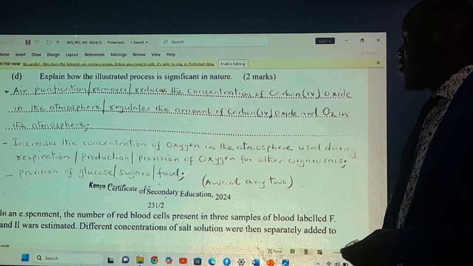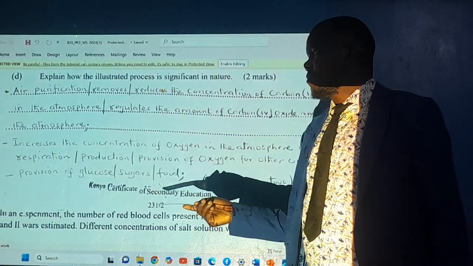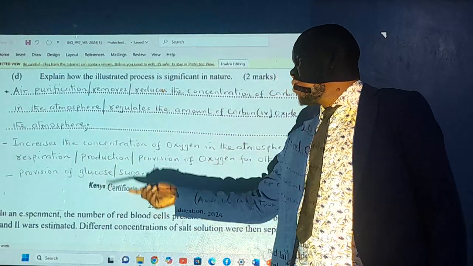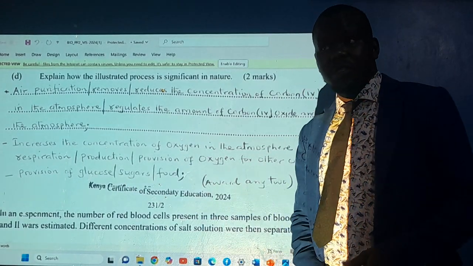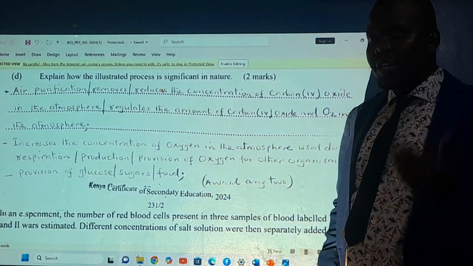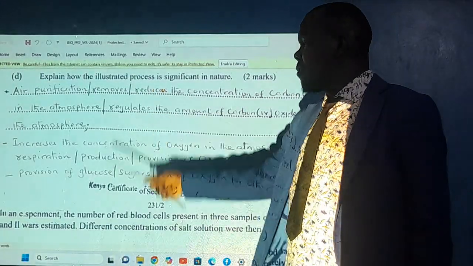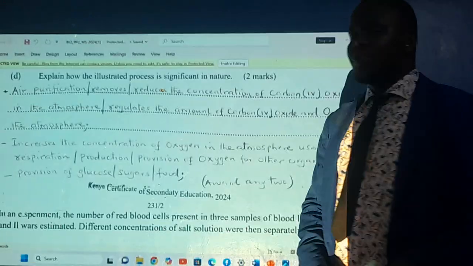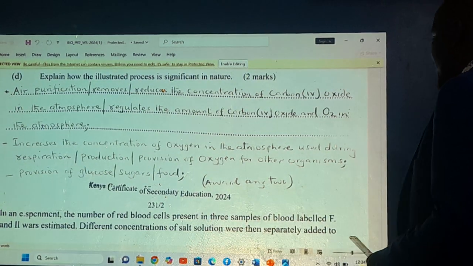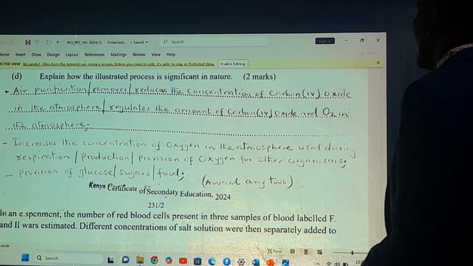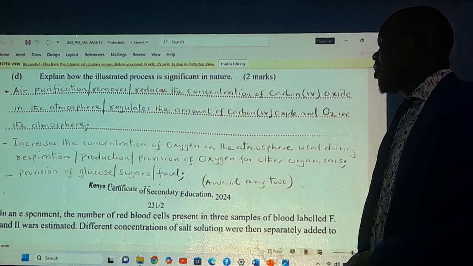We're speaking about adding energy to the ecosystem by provision of glucose. Oxygen is a raw material in the respiration process: the more the oxygen, the more the respiration, and the more the respiration, the more the yield of energy. Then again, we are speaking about purification by removing that toxic carbon dioxide from the atmosphere. That was the end of the 8 marks of question 1. Let's go to question 2.